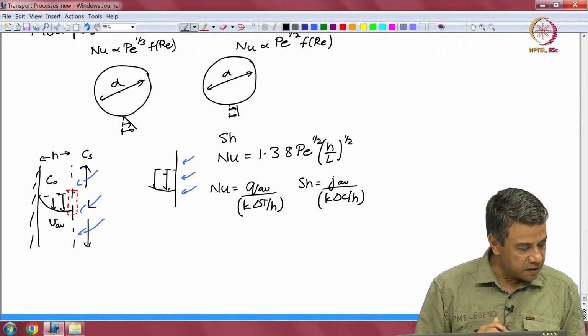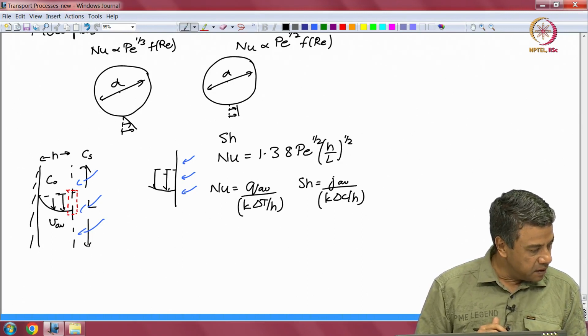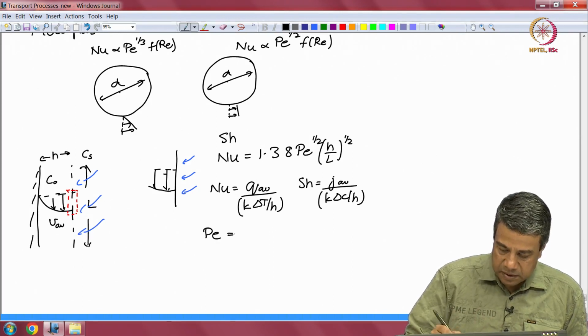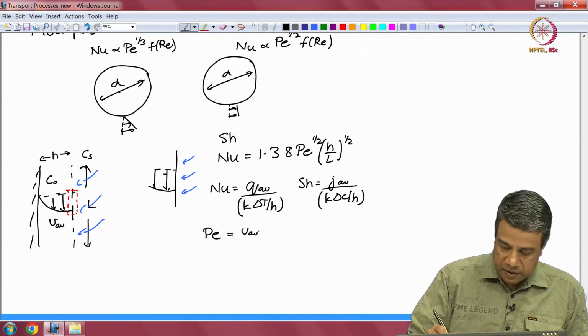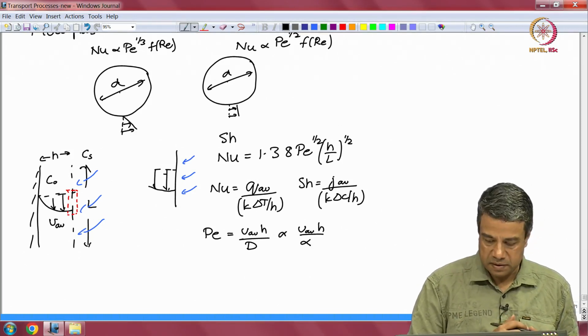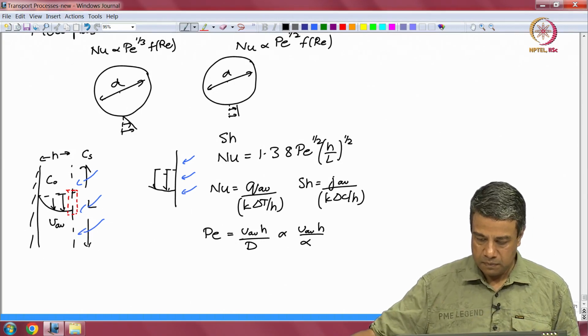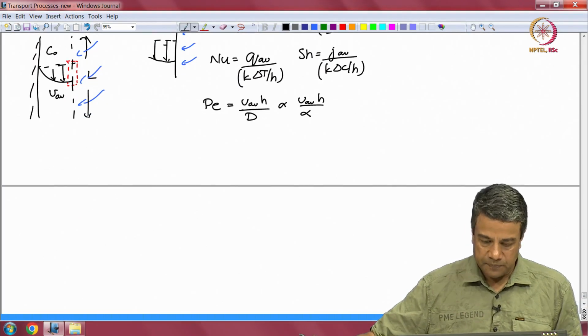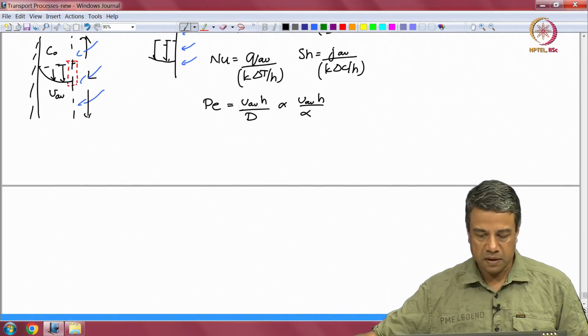So, that is the definition of the Nusselt number. And the Peclet number in this case is equal to V_AV h by D or V_AV h by alpha. So, it goes as Peclet number to the half power in this case. So, that is for the diffusion into a falling film.